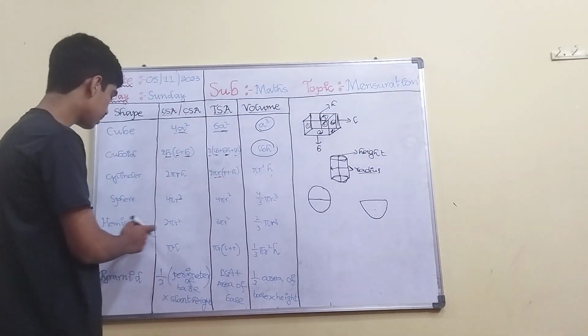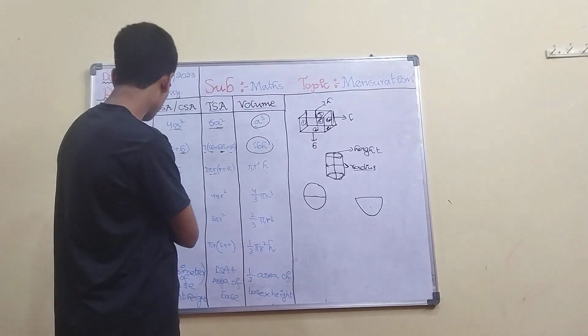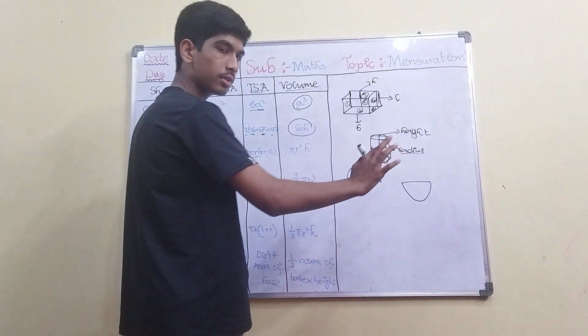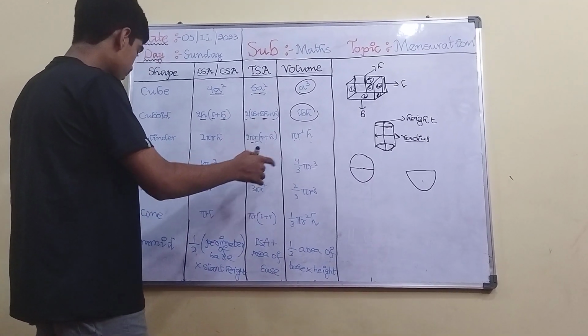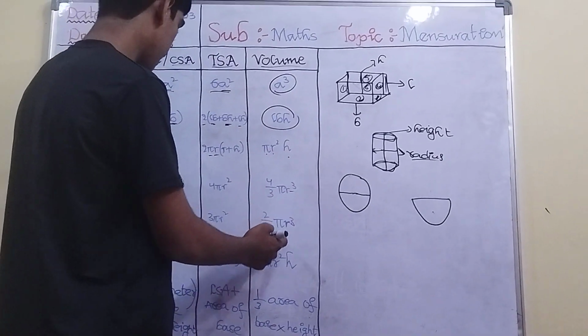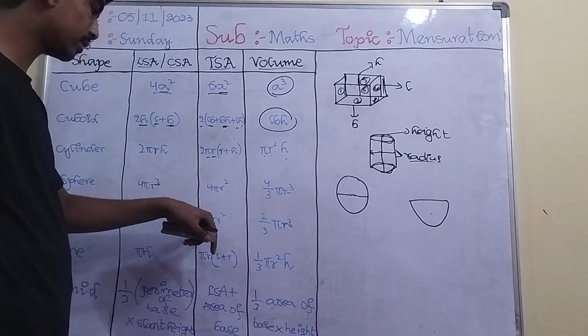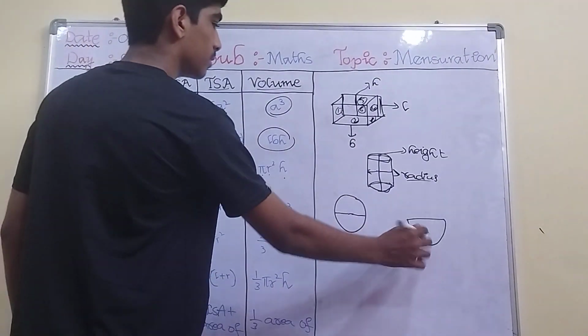And the TSA for the hemisphere is 3 pi r square. It means half of the sphere, 3 pi r square. We should multiply pi with 3. And the last one is volume for hemisphere, 2 by 3 pi r cube. We have to divide the LSA with TSA, 2 by 3. 2 by 3 will become 2 by 3 pi r cube, 3 times radius.